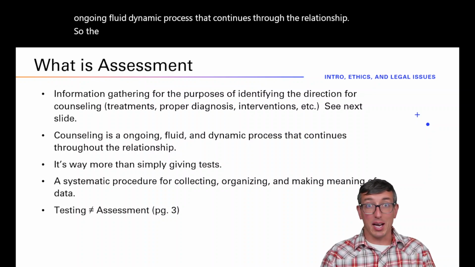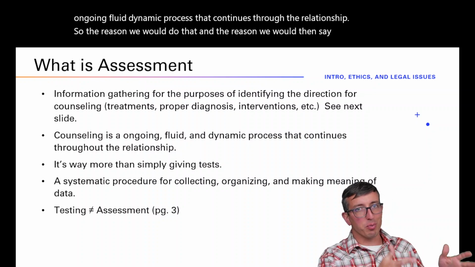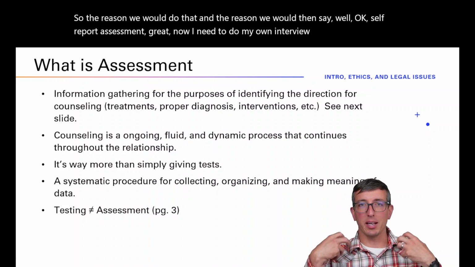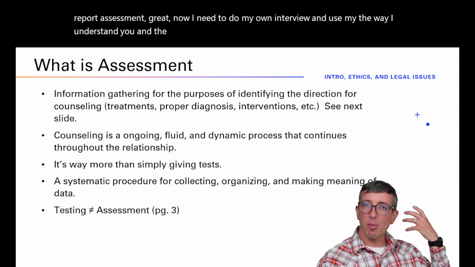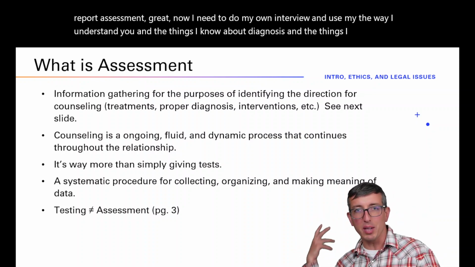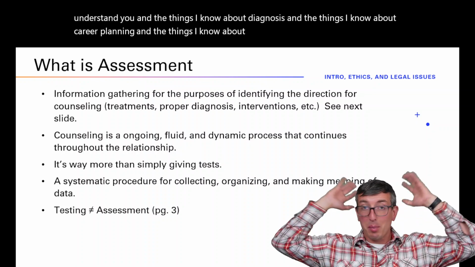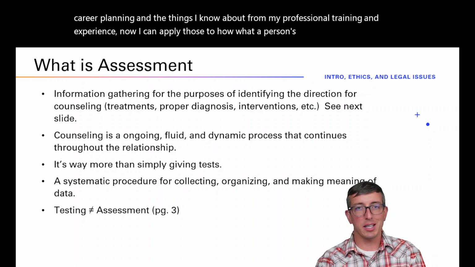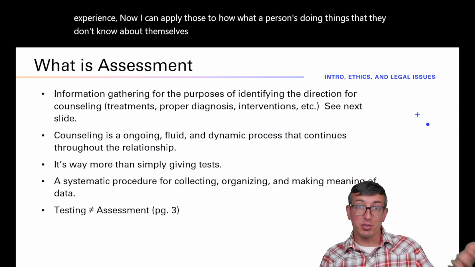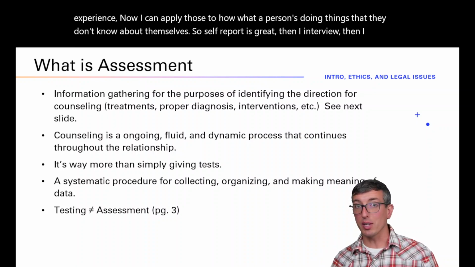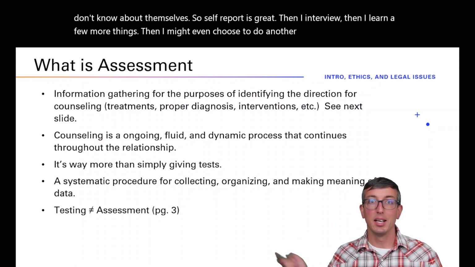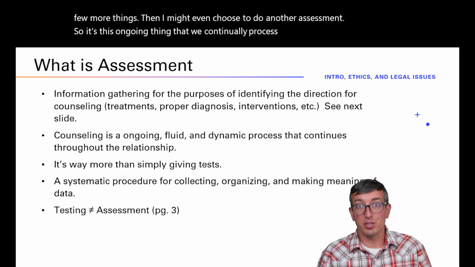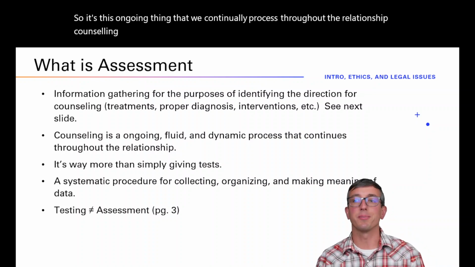So the reason we would do that is we say, well, okay, self-report assessment, great. Now I need to do my own interview and use the way I understand you and the things I know about diagnoses and career planning and the things I know from my professional training and experience. Now I can apply those to what a person's doing, things that they don't know about themselves. So self-report is great. Then I interview, then I learn a few more things, then I might even choose to do another assessment. So it's this ongoing thing that we continually process throughout the relationship or counseling experience.